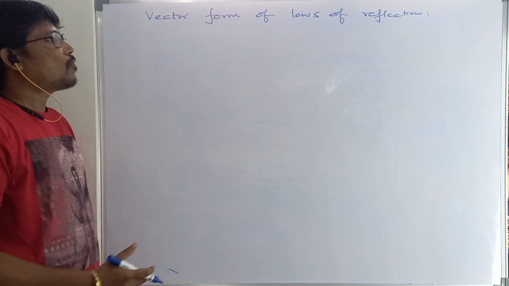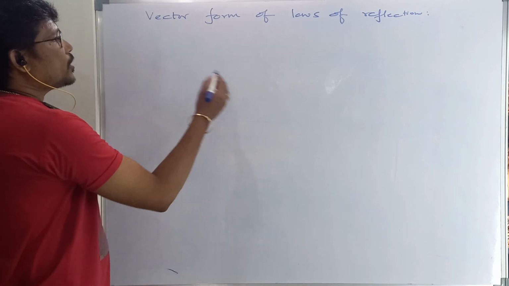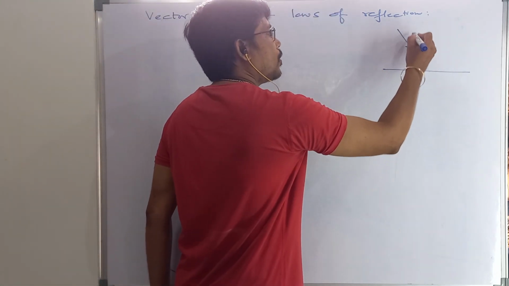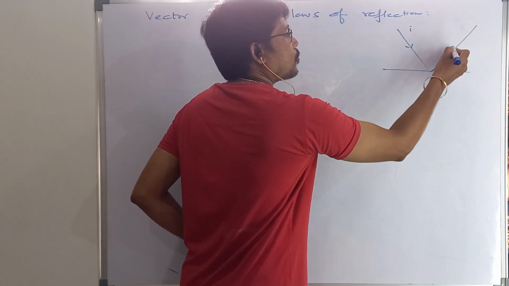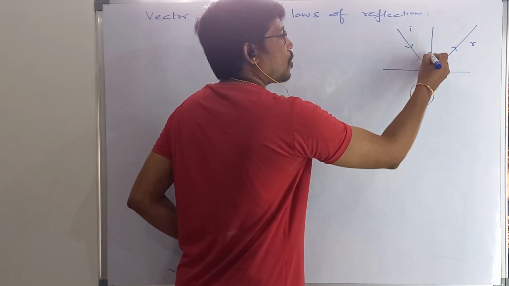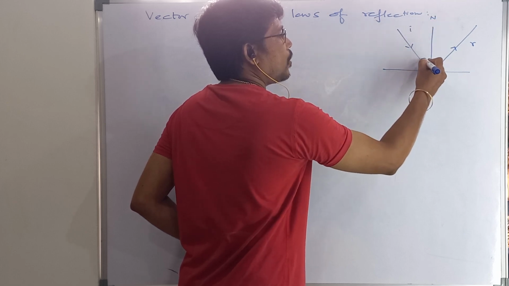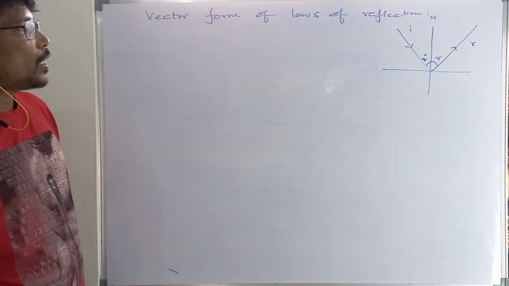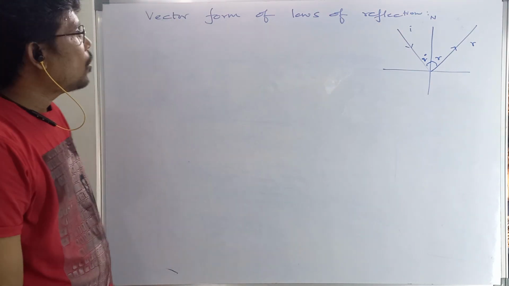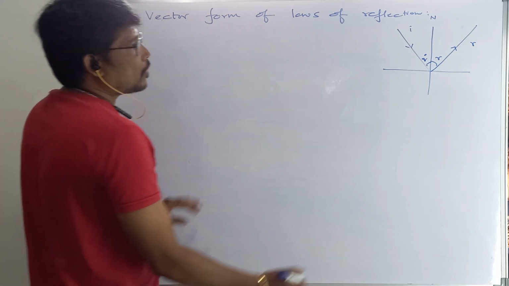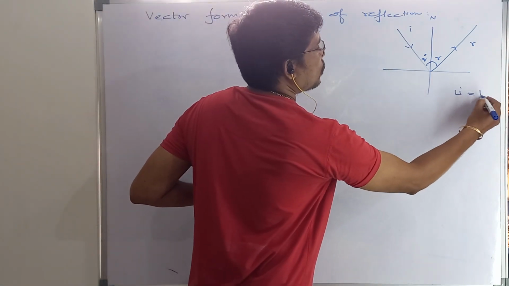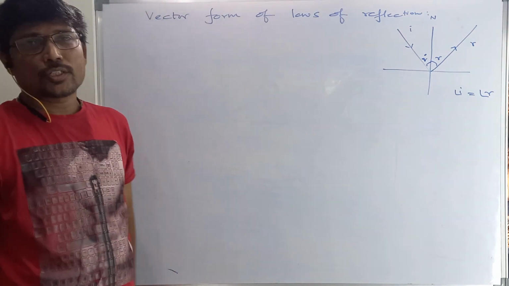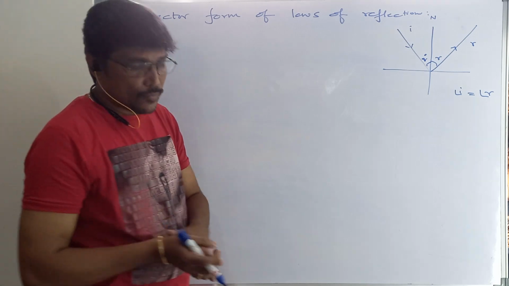So what is this vector form of the law of reflection? Generally, just now we discussed this. This is the surface, and this is the incident ray, and of course this is the reflected ray, and this is the normal. The angle of incidence is equal to the angle of reflection. Now, of course you know the angle of incidence is equal to the angle of reflection, but I am deriving the vector form of the laws of reflection.